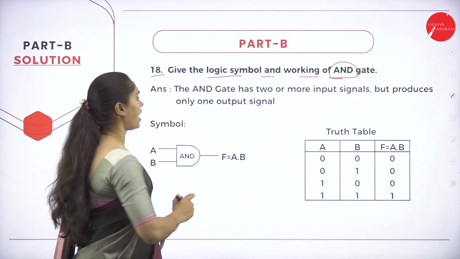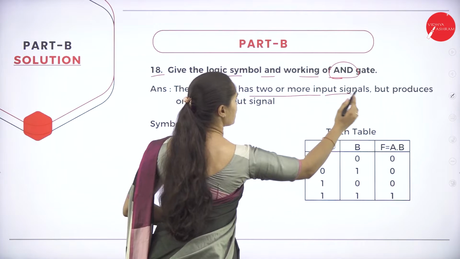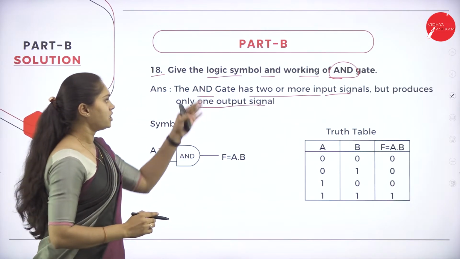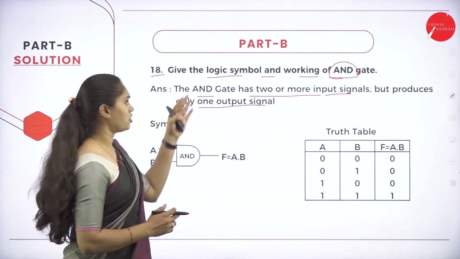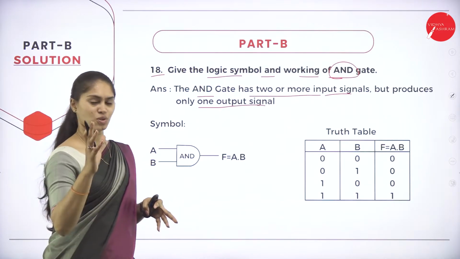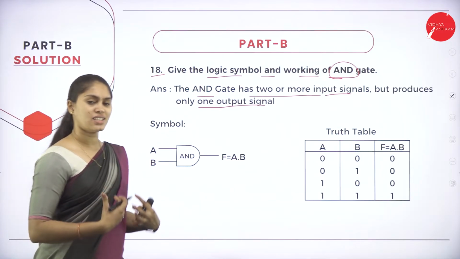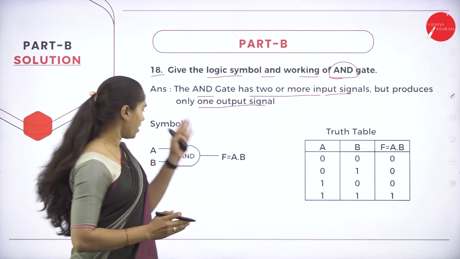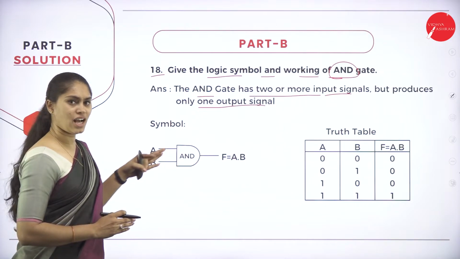Here the AND gate has 2 or more input signals but produces only one output signal. Then what is the logical symbol to represent this AND gate? Mention, dear student, whether you are writing a 2 input AND gate or a 3 input AND gate. So when you are writing a 2 input AND gate, how will it be?